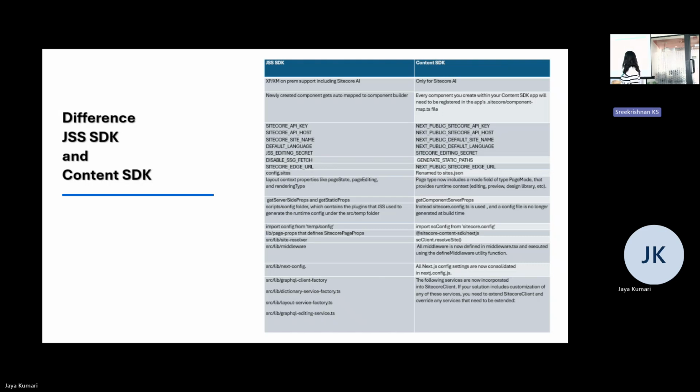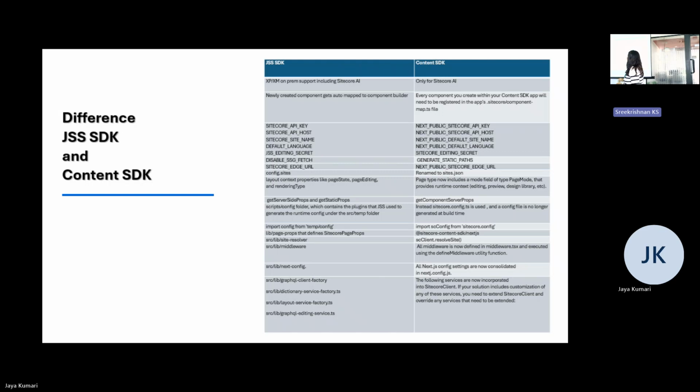And you have the next config, earlier the sc lib next config. These are all things you can find when you create a project using JSS SDK; you see the file structure and you will find the references of this. All the Next.js configs are now transformed into the next.config.js file. But the location of the file is changed. Earlier it was under lib, now it is directly at the root level.